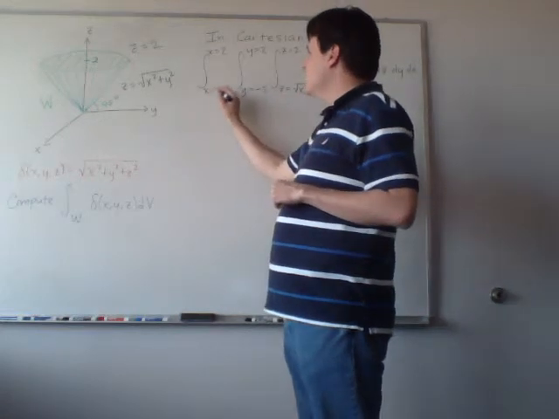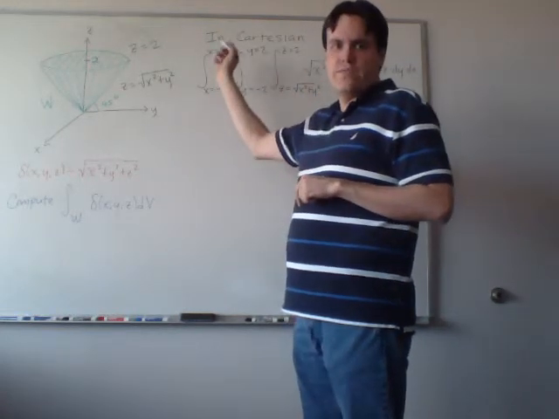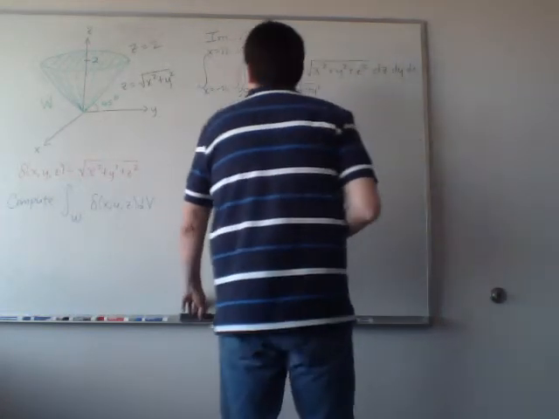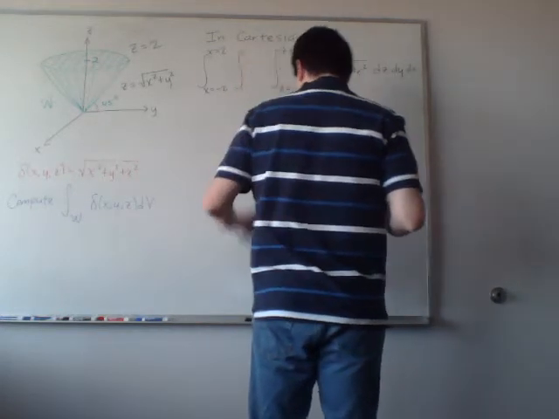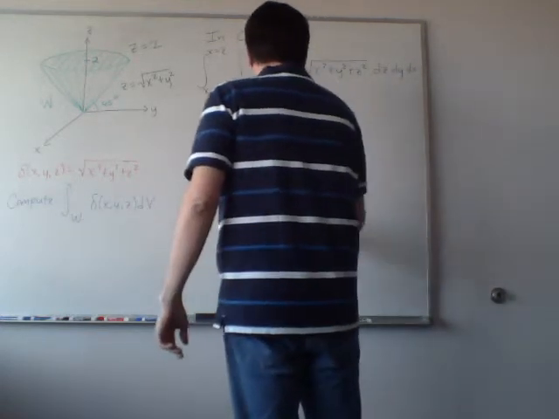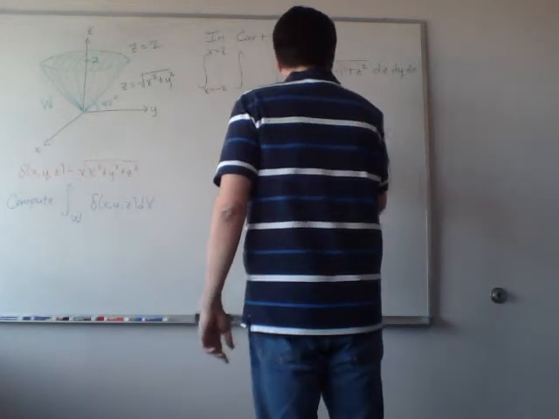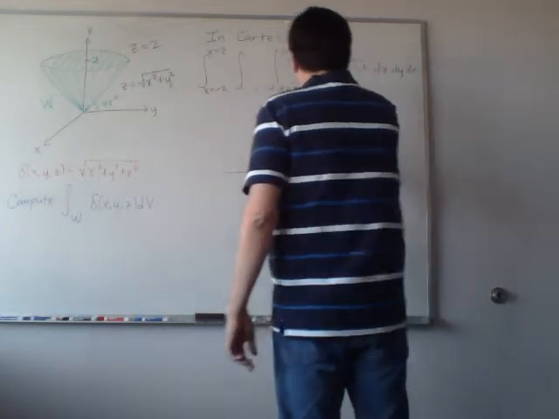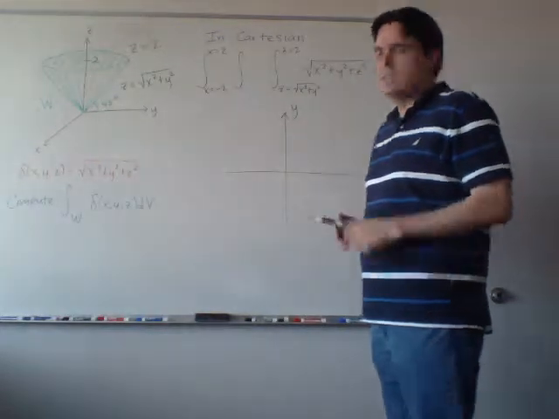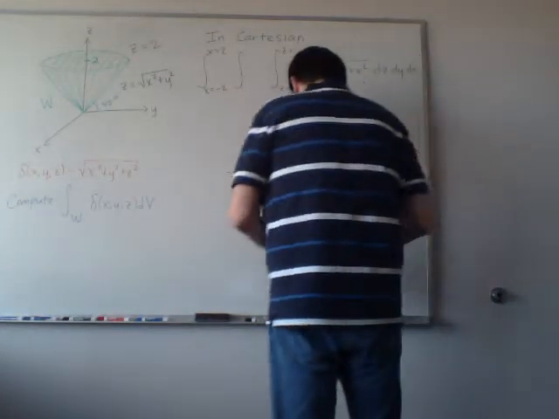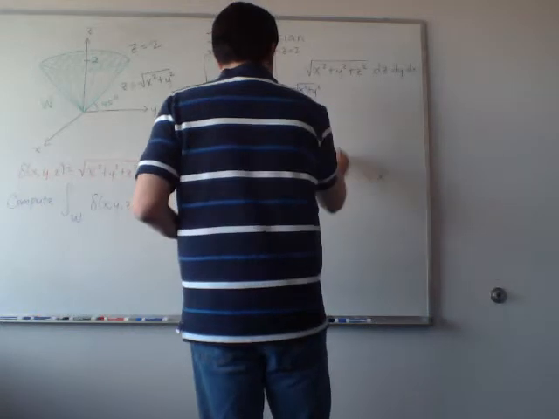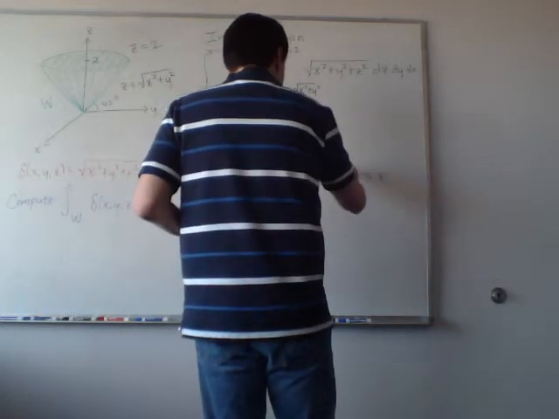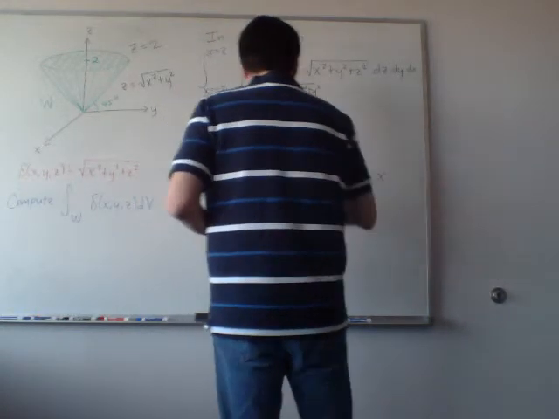Okay, I think I've got the x equals -2 to +2 right. I feel pretty good about that one. But to figure out what my y's are, I'm just going to do a little reality check here. I'm going to draw a picture in the xy plane of where this solid sits. That's going to be over a circle of radius 2. So this is 2 and this is 2.